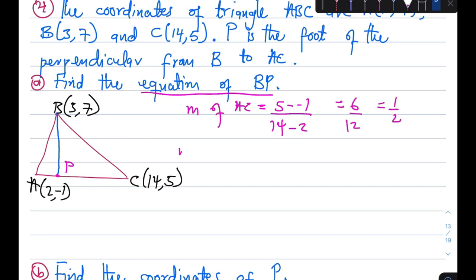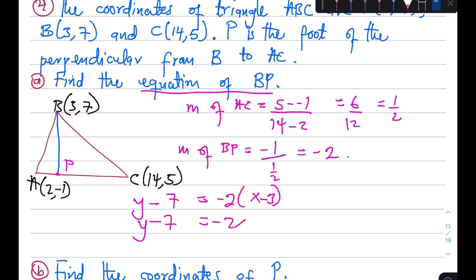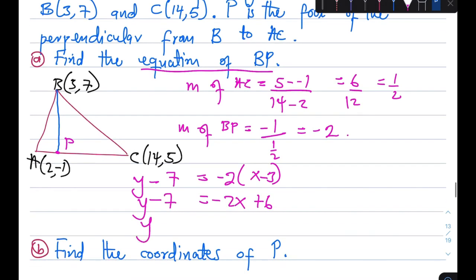Okay, so the gradient of BP will be -1 over half, giving us -2. Now the equation of this line, line BP: we know one point on it, which is B, so we can say y minus 7 is equal to -2 into bracket x minus 3, giving us y minus 7 is equal to -2x plus 6, okay, giving us y is equal to -2x plus 13, and you are done. So that is the equation of the line.